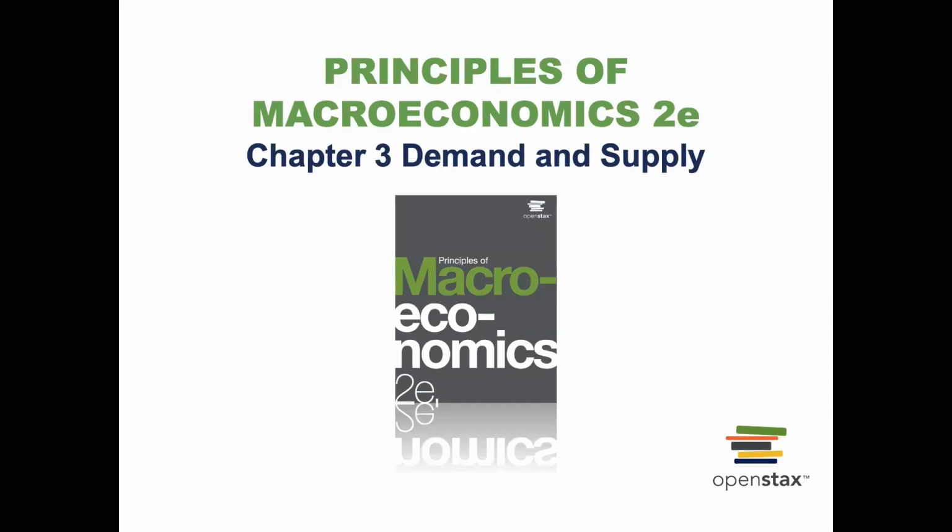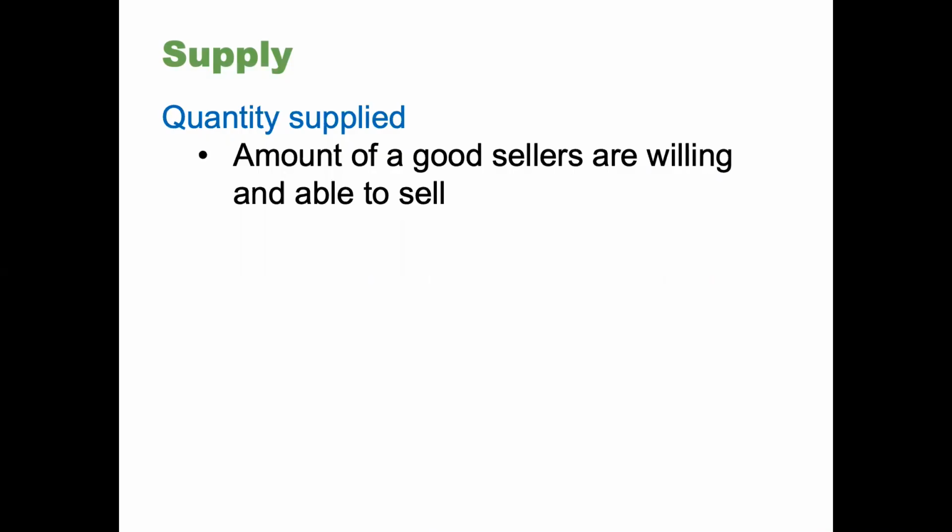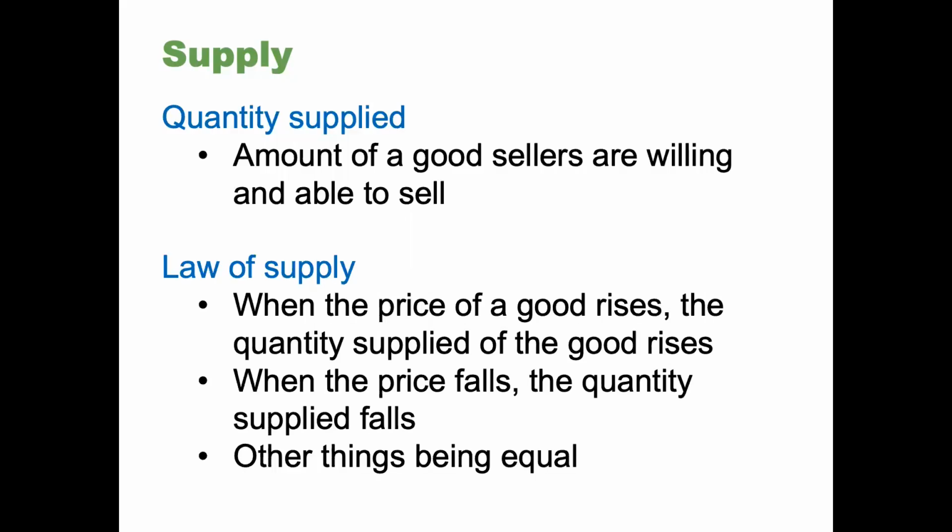In the last video, we looked at the demand side of the market. In this video, we're going to focus on the supply side. First, let's review some terms. Quantity supplied is the amount of a good sellers are willing and able to supply. When the price of a good rises, the quantity supplied of the good rises. When the price falls, the quantity supplied falls, other things being equal.